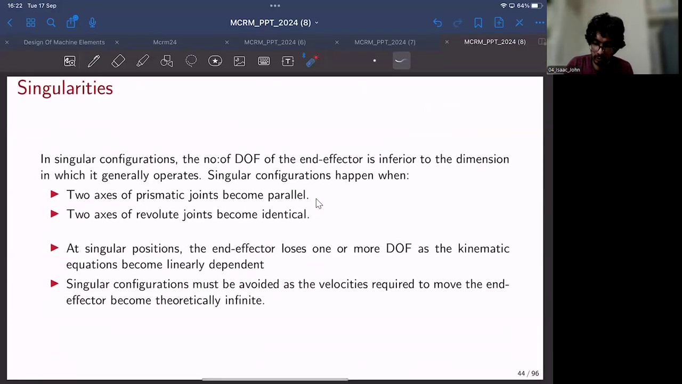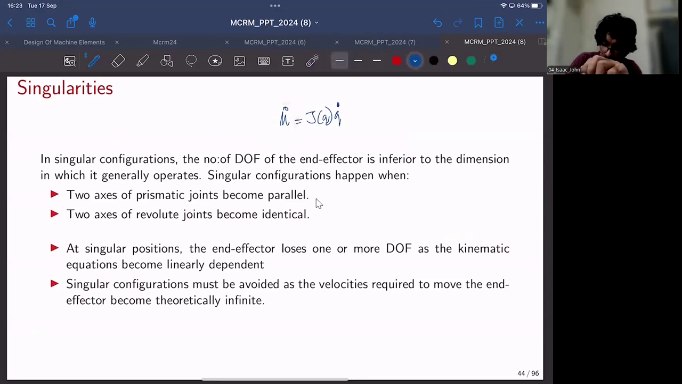And now we also discuss briefly about singularities. So singularities are something that you would probably need to avoid, because if the robot actually nears a singular position, the Jacobian matrix could become singular. So mu dot is J of q multiplied by q dot, and for some mu dot in this space, q dot is J of q inverse mu dot.